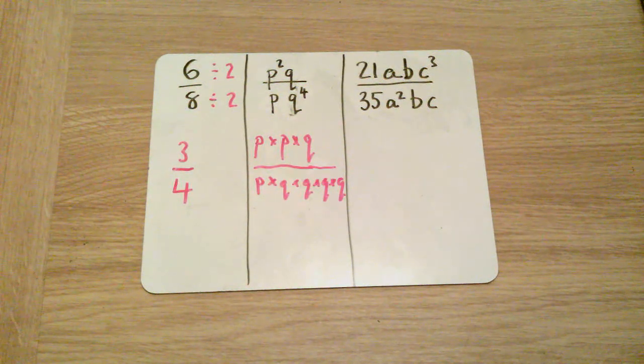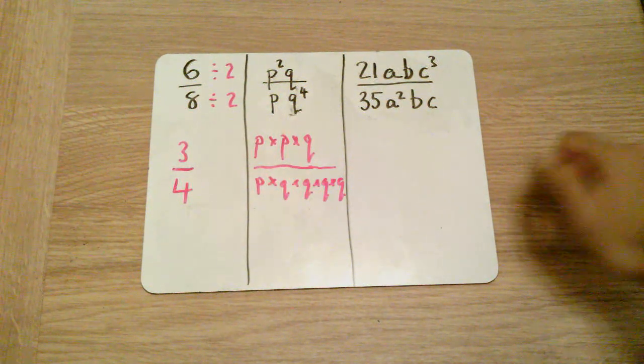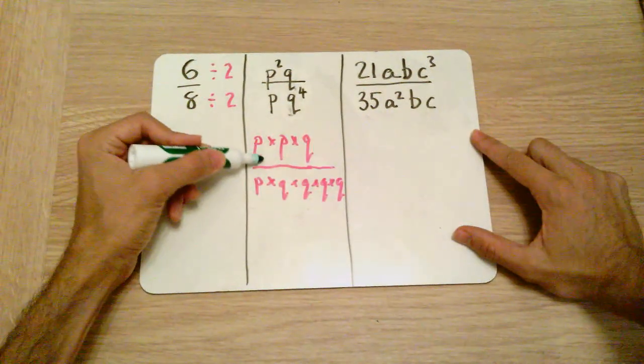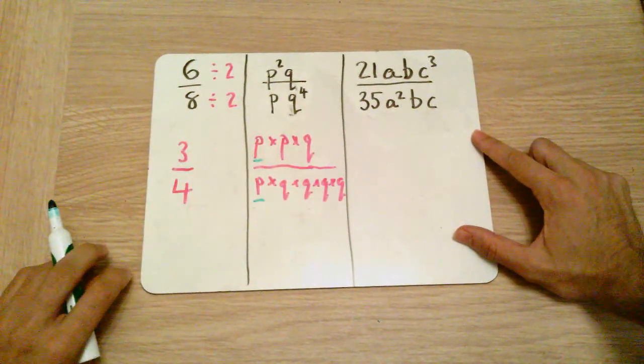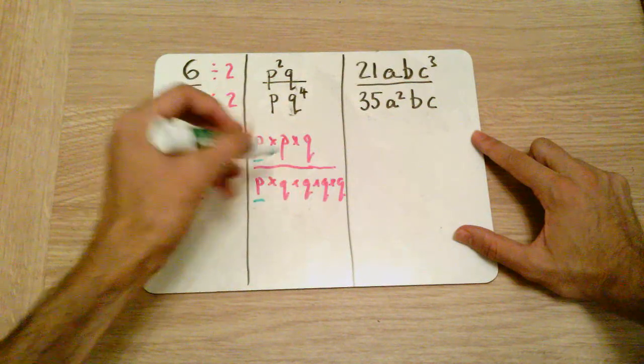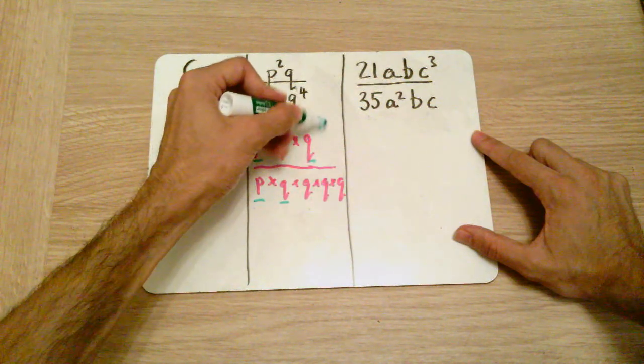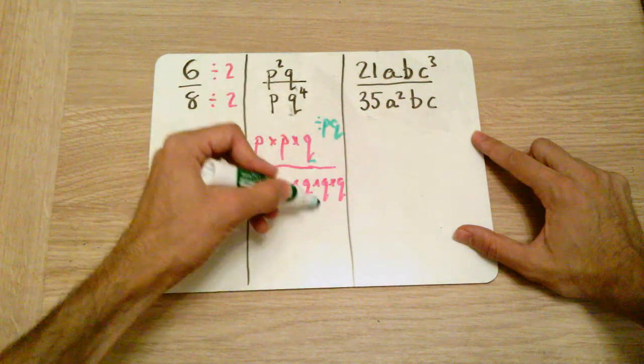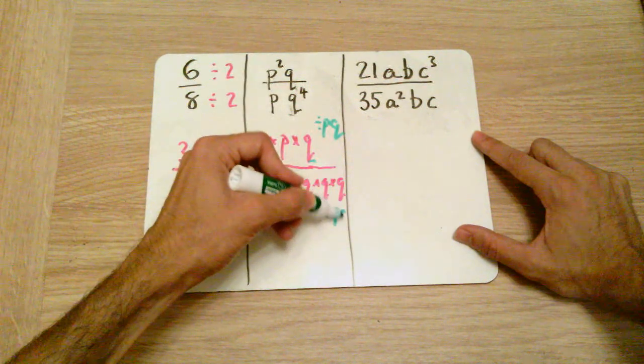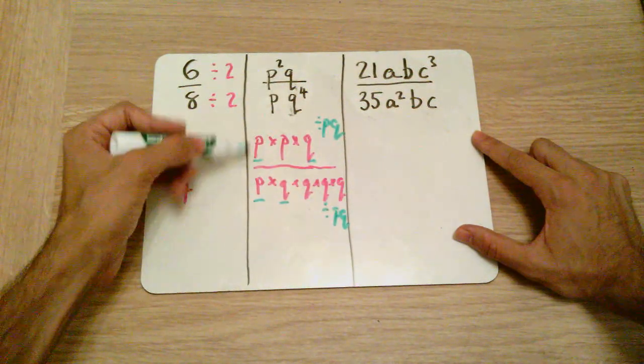Now if we look at this, I'm actually going to underline what's common to both. We can see there's a P on the top and there's a P on the bottom. That's the only P. And there's one Q over here and one Q over here. So we can divide the top by P and one Q, and we can divide the bottom by P and one Q. And what will happen is those will cancel out.